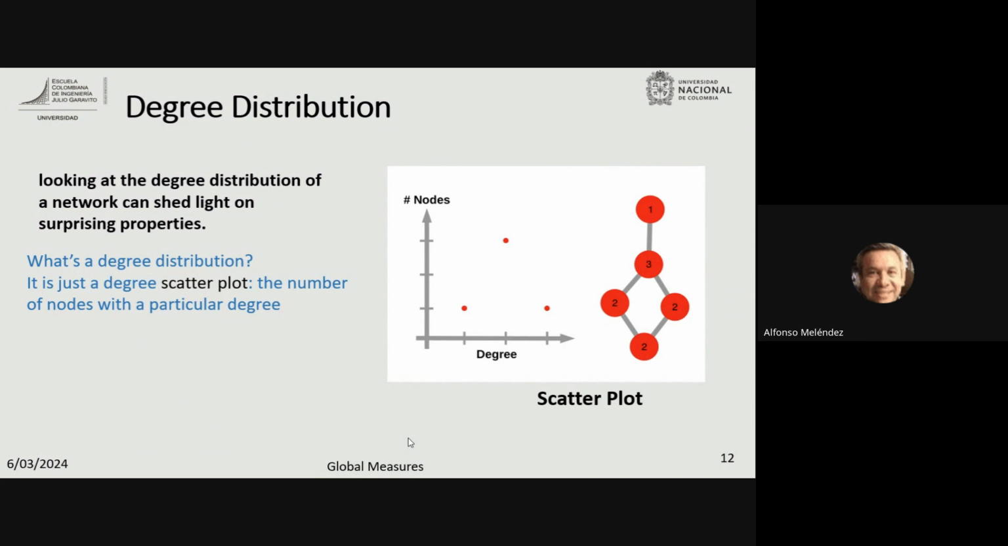Let's turn to another important global measure, which we have talked about a little in previous sessions: the degree distribution of a network. Here is a scatter plot, the degree distribution of this simple network. X-axis, the degree. Y-axis, number of nodes that have this degree. So this network has one node of degree 1, one node of degree 3, and three nodes of degree 2. Very easy to calculate.